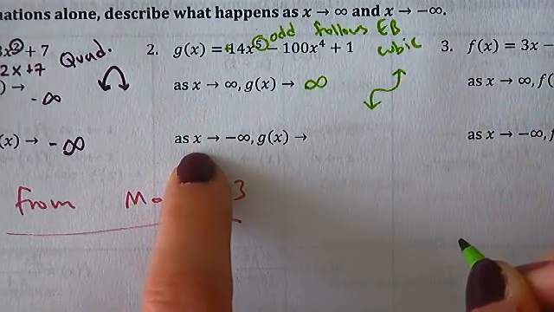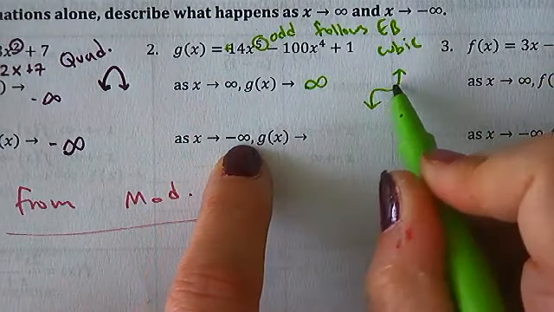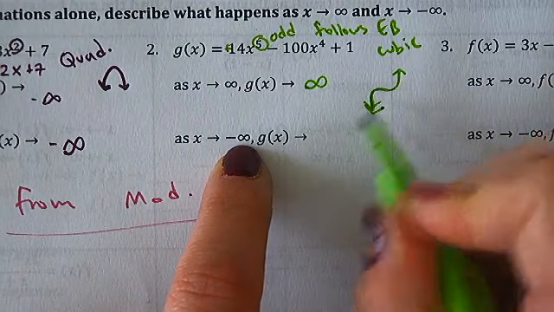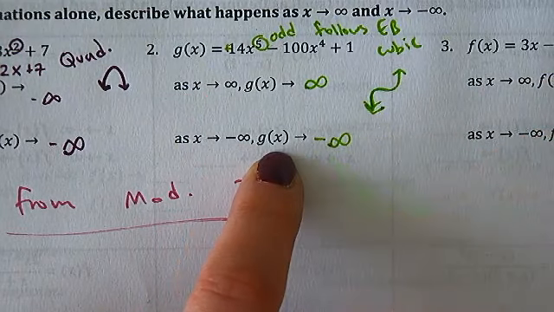And what's the end behavior as x approaches negative infinity, aka what's happening on the left? It's going down, right?